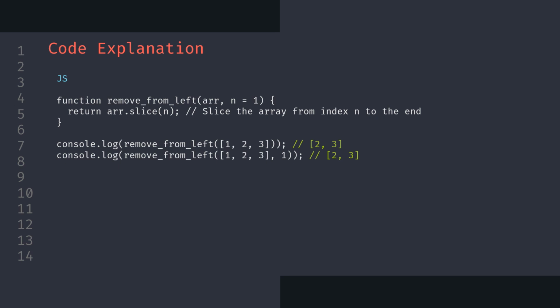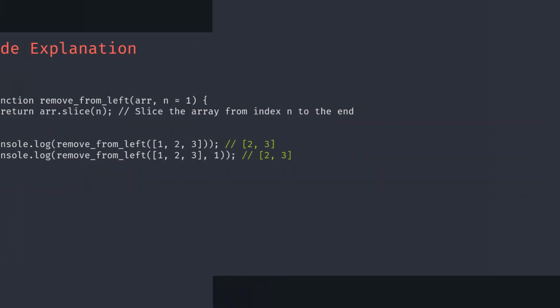Here's the implementation. The function removeFromLeft takes two inputs, an array and a number n. If n is not provided, it defaults to 1. The slice method is used to create a new array starting from the index n. Finally, the function returns the sliced array, which excludes the first n elements.